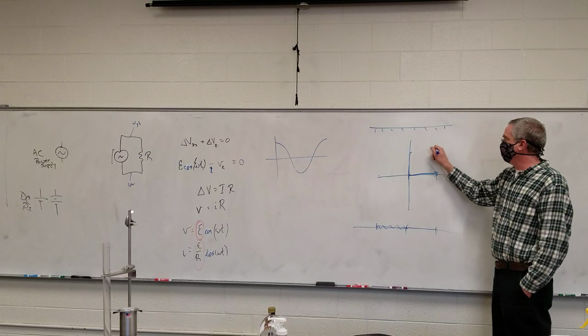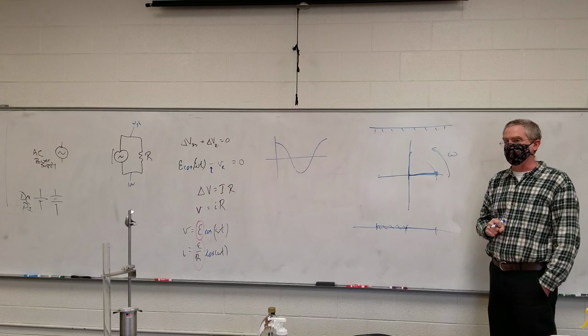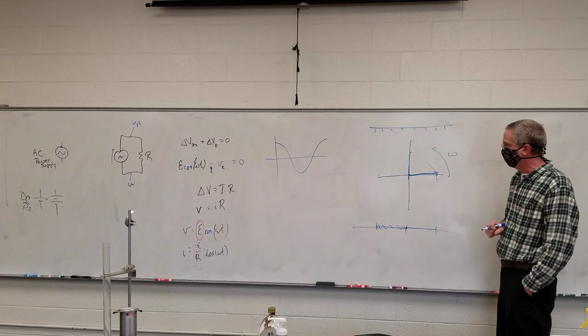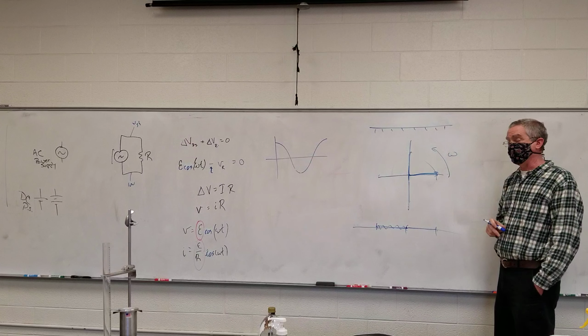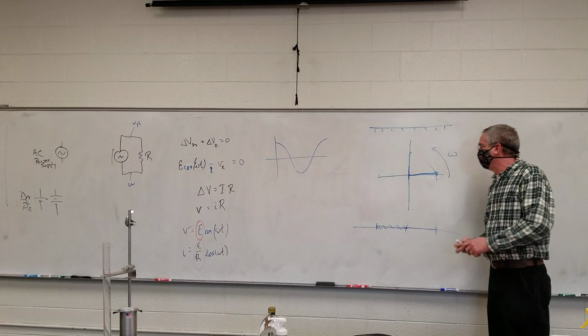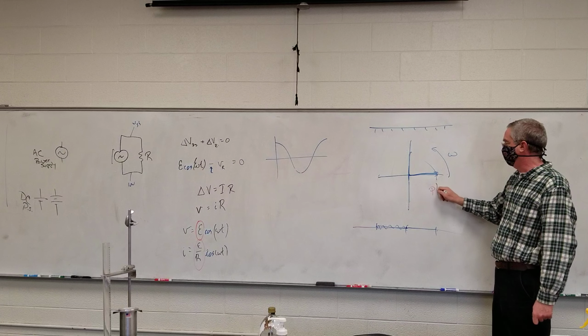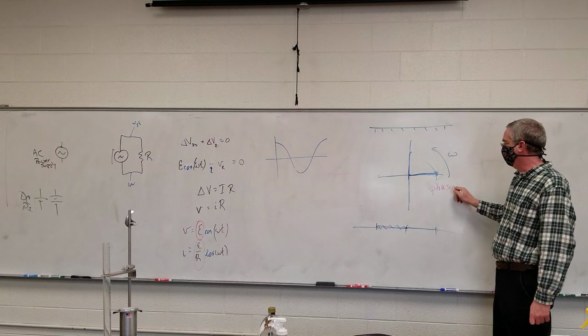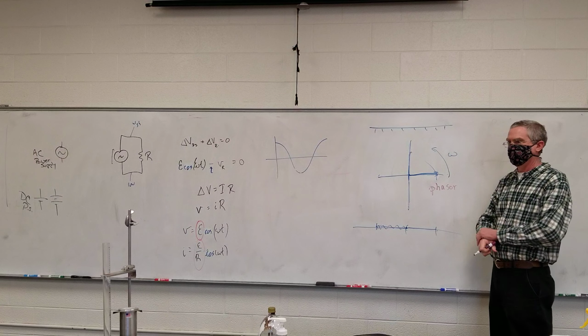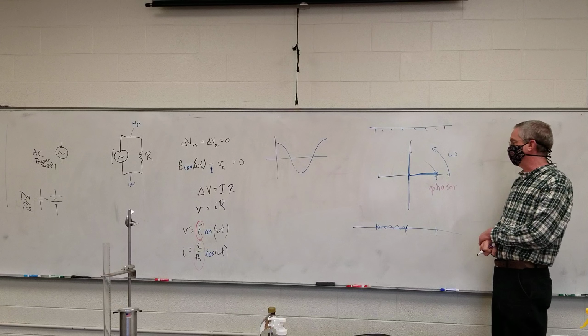This arrow is moving around at angular speed of omega. This arrow has a name. It is called a phasor. Cool name. With an OR, yes.